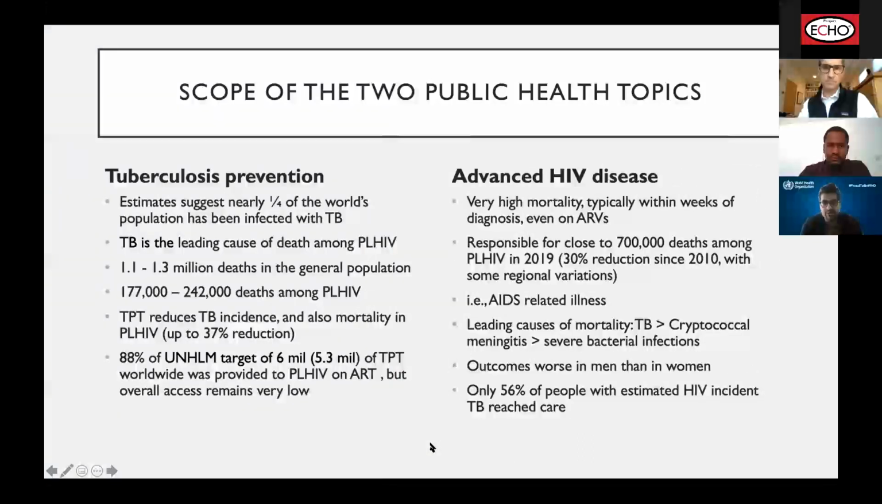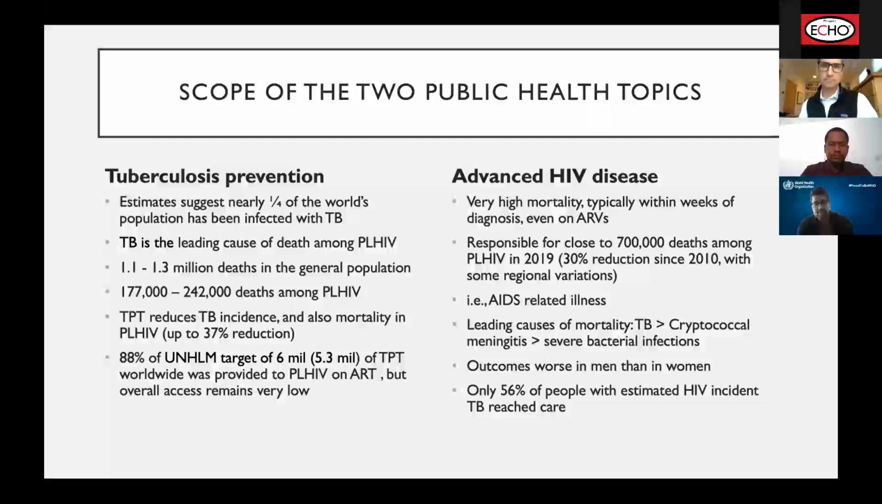So I thought I'd put these two issues side by side so you can get a sense of the scale of the problem here. When it comes to tuberculosis prevention, we know this is a huge challenge, and the recent global TB report suggests that nearly a fourth of the world's population have been infected with TB at some point. The true number is almost impossible to estimate, but the modeling suggests this. TB is the leading cause of death among people living with HIV, and we see between 177,000 and 200,000 deaths among people with HIV.